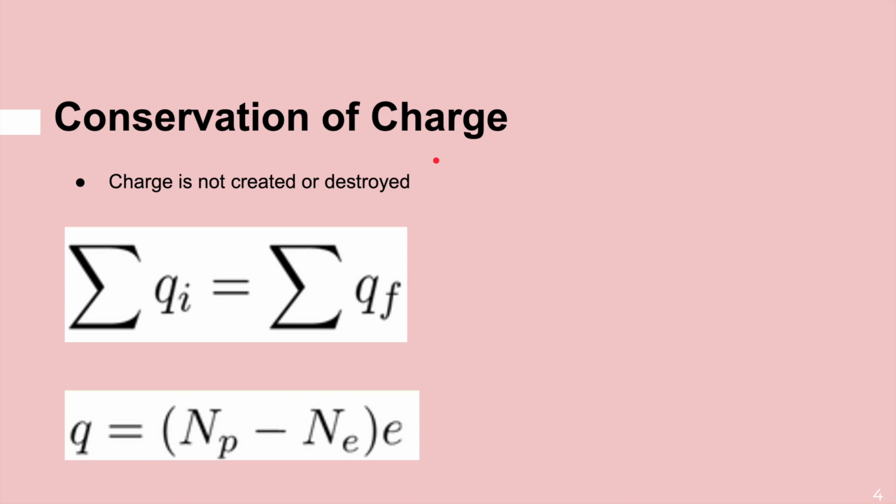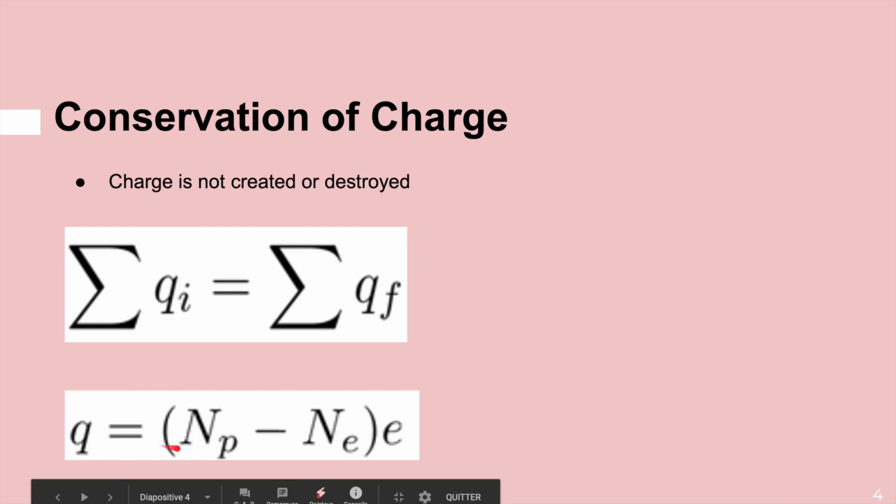Now again, just like the conservation of mass, the conservation of charge exists as well, because nothing is created and nothing is destroyed. So this is a summation sign, because the sum of the initial charge is equal to the sum of the final charge. The charge is equal to the number of protons minus the number of electrons multiplied by the charge. So if we have 16 protons and we have 5 electrons, we do 16 minus 5 and multiplied by the charge on each of those individual protons.